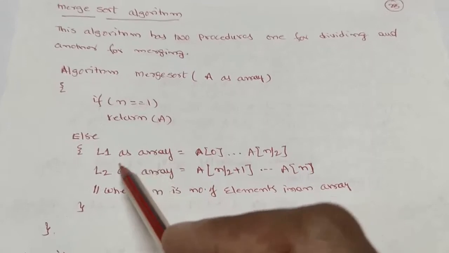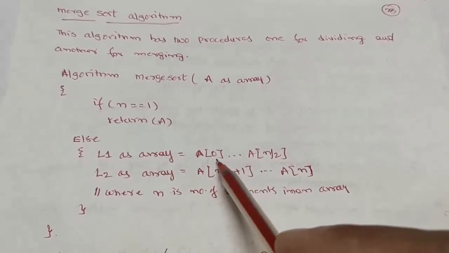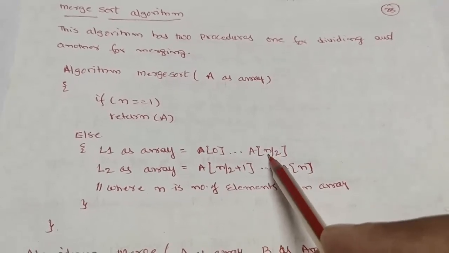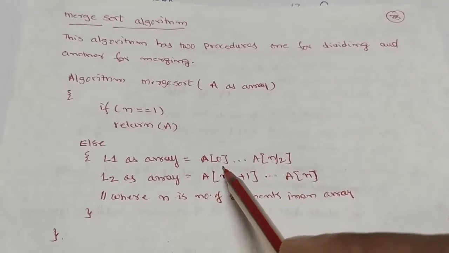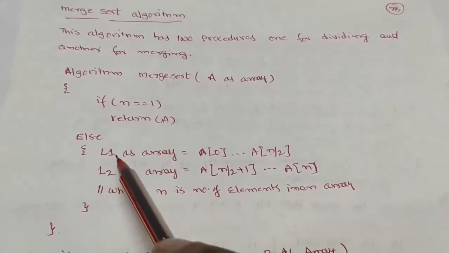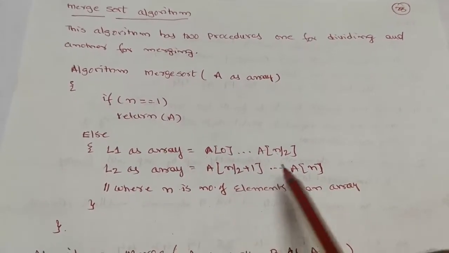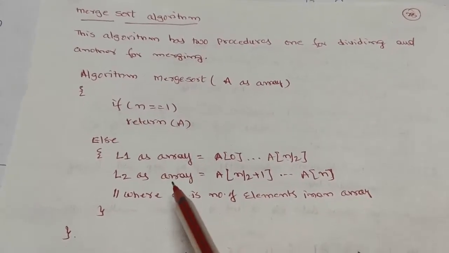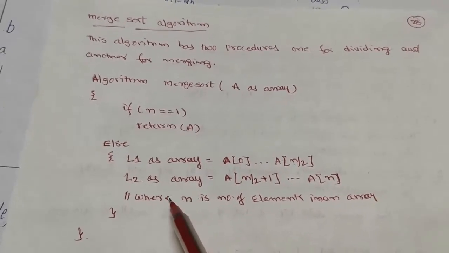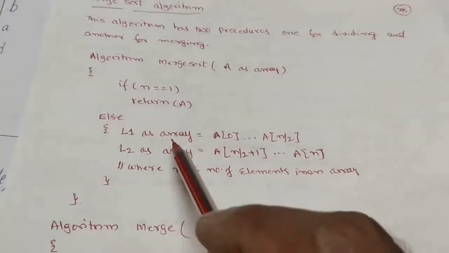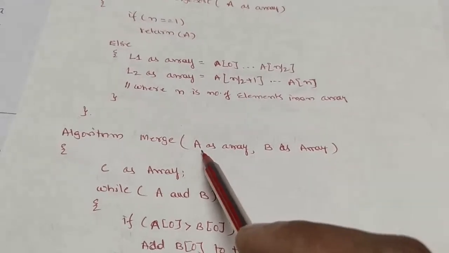Else, otherwise I consider the variable L1 as an array, A[0 to n/2], because n is the total number of elements. From 0, that means the first element to the middle element is considered as one list, and from n/2 plus 1, the middle element to the last element, is considered as another list. So again we are going to send these to merge sort and merge sort, and here I am going to merge.